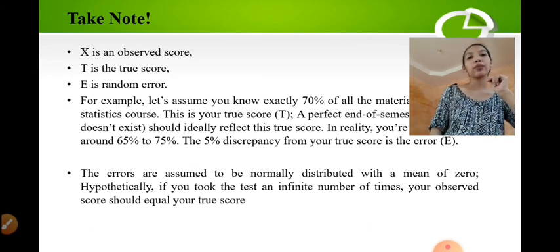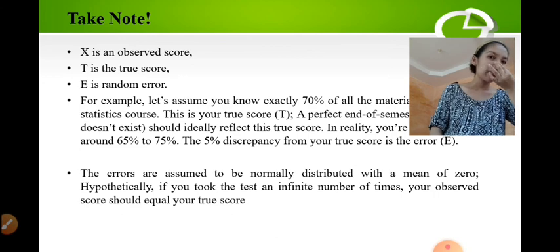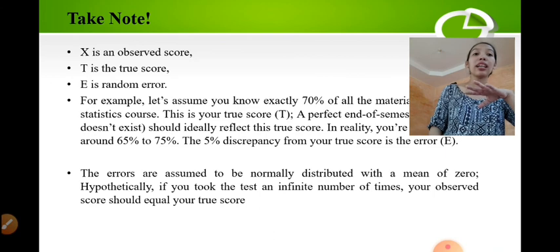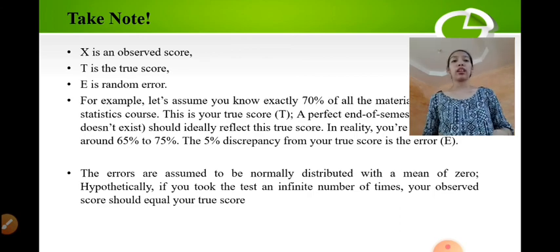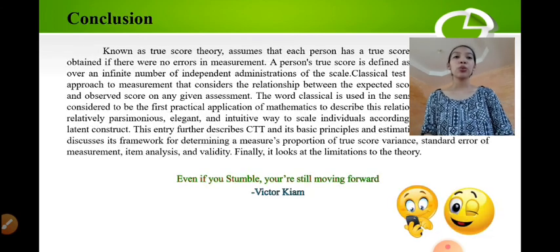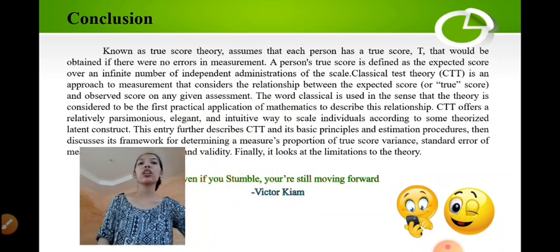So the errors, or that 5% difference in your result, are assumed to be normally distributed with a mean of 0. Hypothetically, if you took the test an infinite number of times, your observed score should equal your true score. So, therefore, this is our conclusion. This is our last statement in our discussion, since classical test theory is our main topic. So again, this is our conclusion.